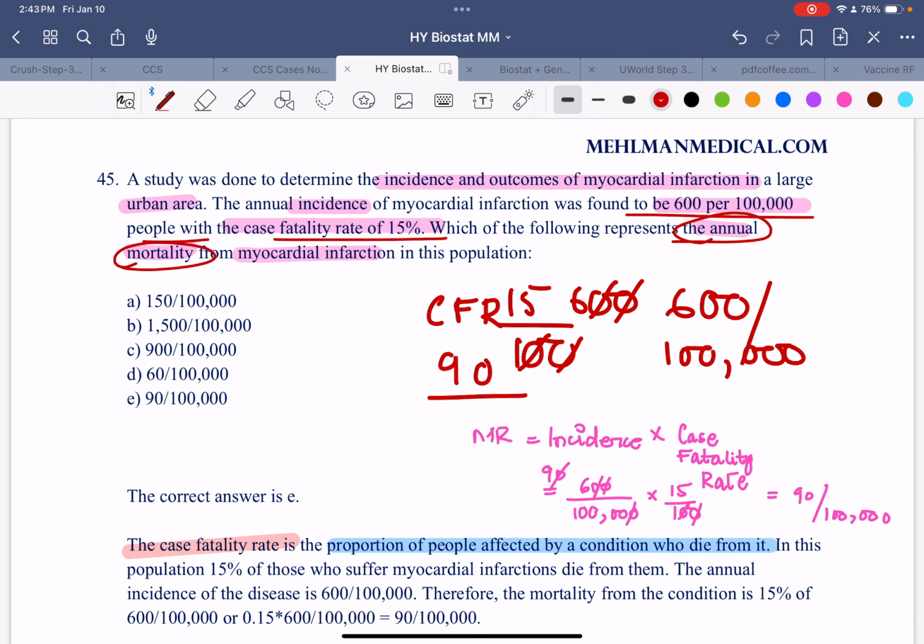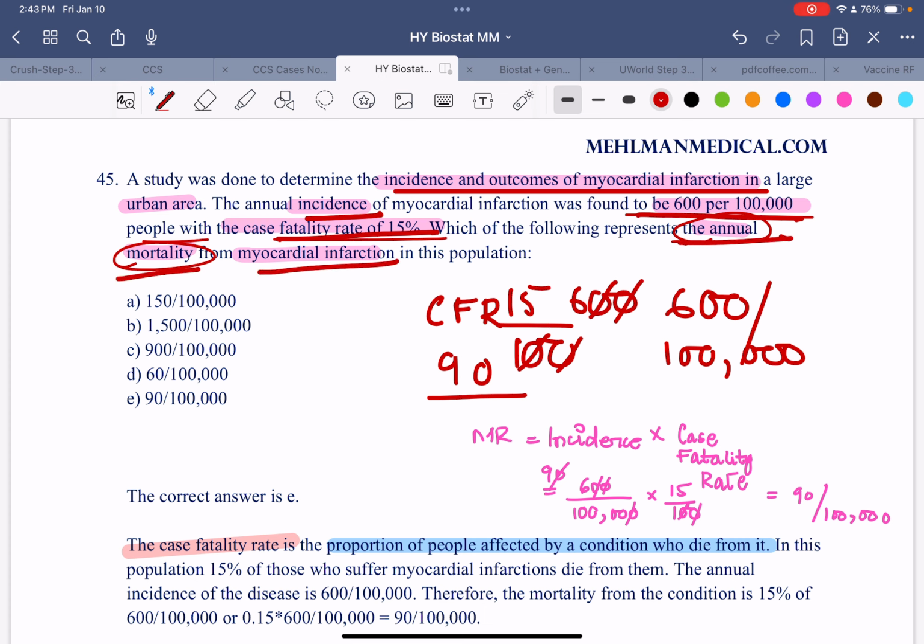A study was done to determine the incidence and outcome of myocardial infarction in a large urban area. The annual incidence was 600 per 100,000 people, and the case fatality rate was 15%. Which of the following represents the annual mortality from MI? How do we calculate the annual mortality rate when the incidence and the case fatality rate are given?